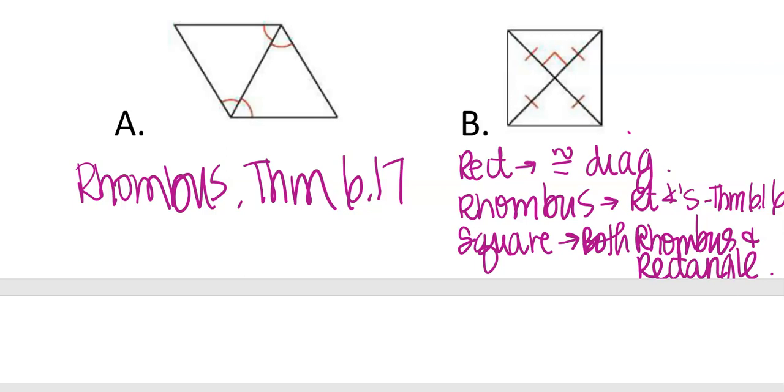So on the ones that are just one, you only have to show the one. But if it's a square, you have to show every single one because it has to be both. And then you're going to give reasons. And you can give theorem numbers, you can write it in words, whatever you want to do is fine.